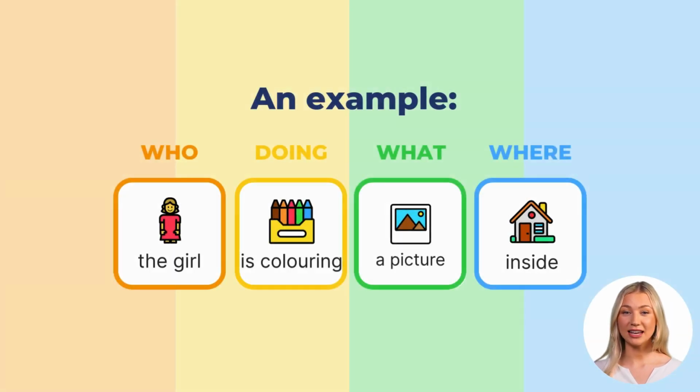Here's an example to make it clearer. Let's say we're working with the sentence, "The girl is coloring a picture inside." In this sentence, the girl would be color-coded orange because it represents the who, the subject. Is coloring would be yellow, because it's the doing word or action. A picture is green, representing the what, the object. Finally, inside would be blue, as it represents the where, location.